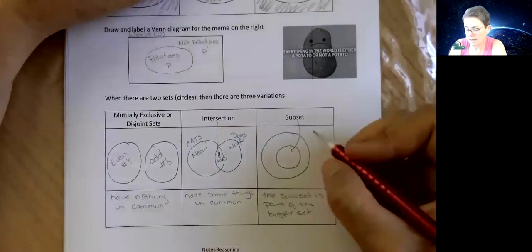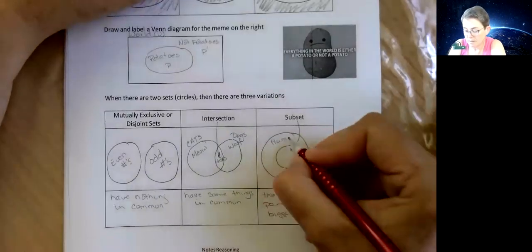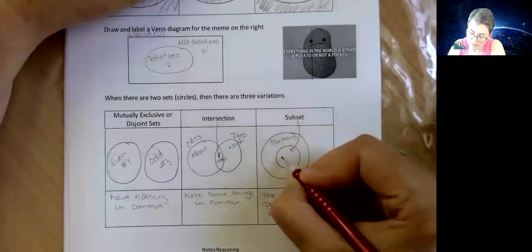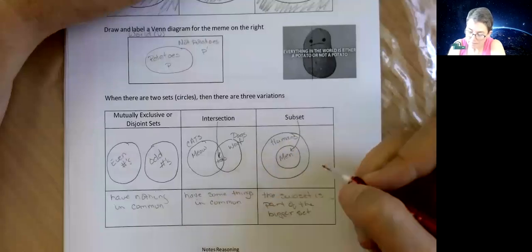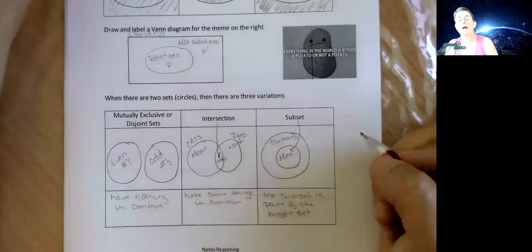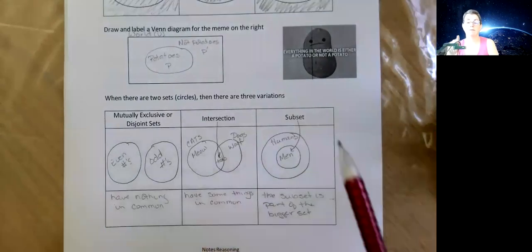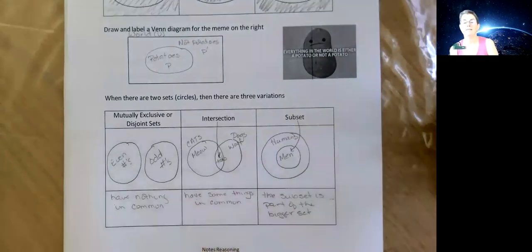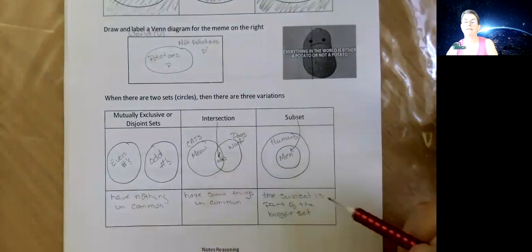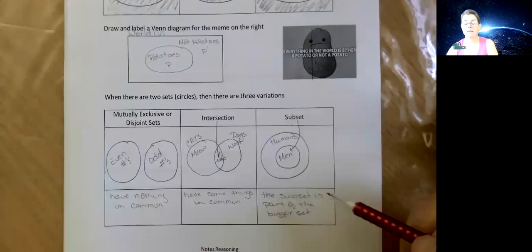So if we have, let's go humans, and we put men. There you go. That's an example of a subset. So with two circles, three circles is in Math 30. But we have two circles like this: nothing in common, something in common, and completely inside. So there you go. That is the end of that video and the beginning of Venn diagrams.